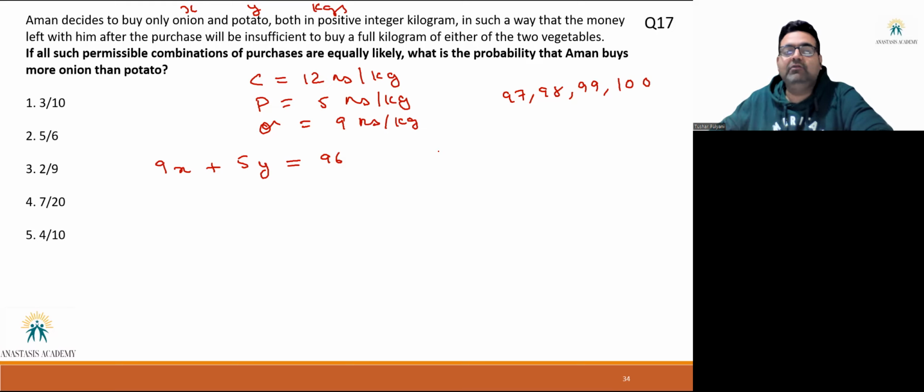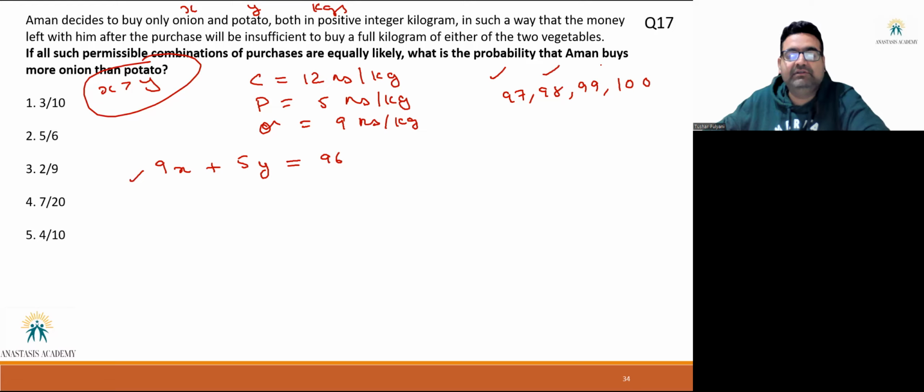5 times I have to solve. Why do I have to solve all of them? Because it has been asked that if all such permissible combinations are equally likely, what is the probability that onion is more than potato? So I'll have to find all the integral solutions of these 5 equations, and out of them, how many have x more than y will be my favorable cases to get the probability.